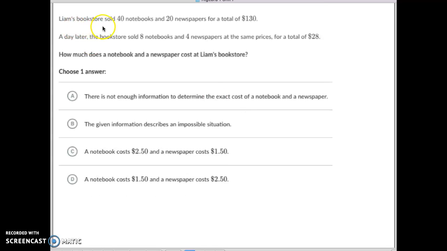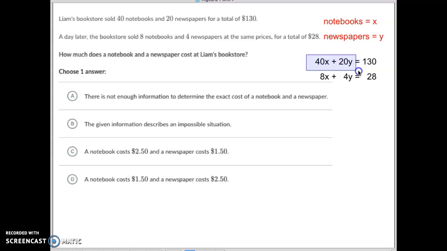All right, Liam's bookstore sold 40 notebooks and 20 newspapers for 130 bucks. A day later, the bookstore sold 8 notebooks and 4 newspapers at the same prices for a total of $28. So, again, notebooks are going to be my x variable, newspapers will be my y variable. Putting together the information they gave us, 40 notebooks plus 20 newspapers cost $130. 8 notebooks plus 4 newspapers cost a total of $28.